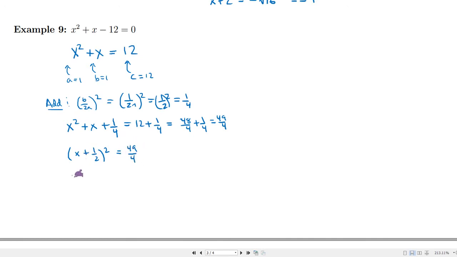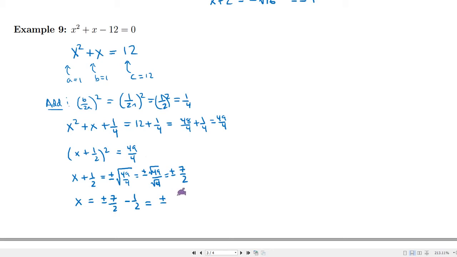And now we take the square root of both sides, and we will have x plus a half equals plus or minus the square root of 49 over 4, which is plus or minus the square root of 49 over the square root of 4, which is plus or minus 7 over 2. And so we have x is equal to plus or minus 7 over 2 minus a half. So subtracting a half over here.